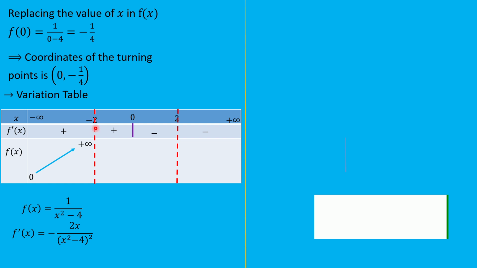Now from above, negative 2 from above, we have what? If you substitute negative 1.9, the result will be negative infinity, because here negative 1.9 all squared minus 4 is negative. So from negative infinity, it increases to the image of 0 in f of x, which was negative 1 all over 4.